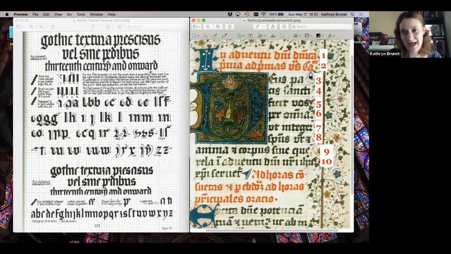And then this is another A, and then we have a little bitty M on top and this little dot over here. And this is a strange abbreviation. This word is actually capitulum, but all we see are C-A-M.